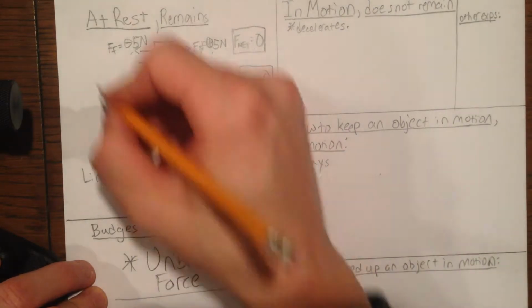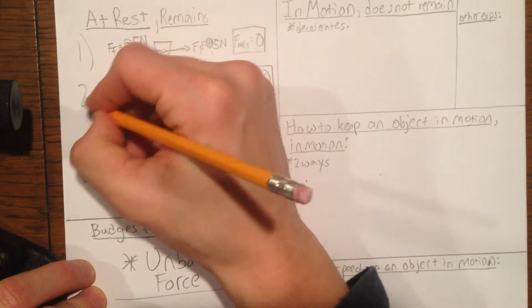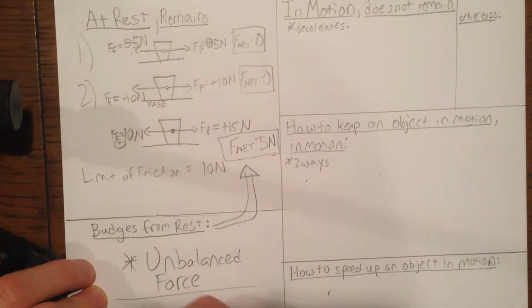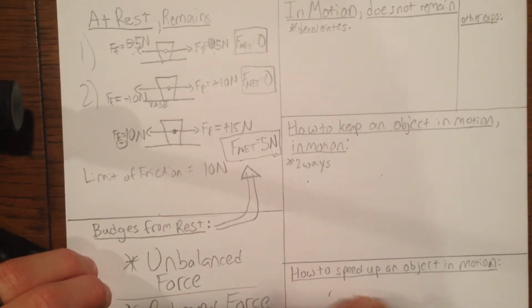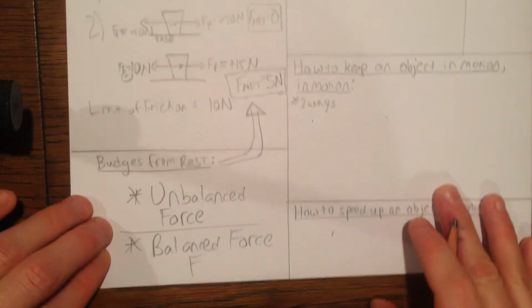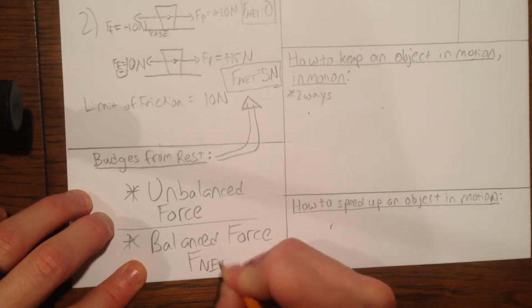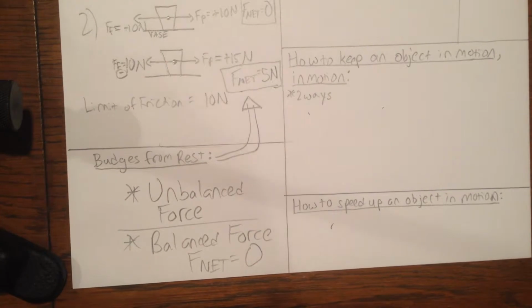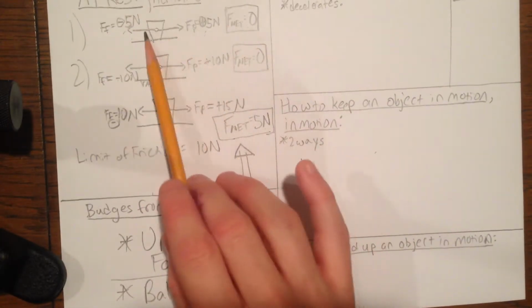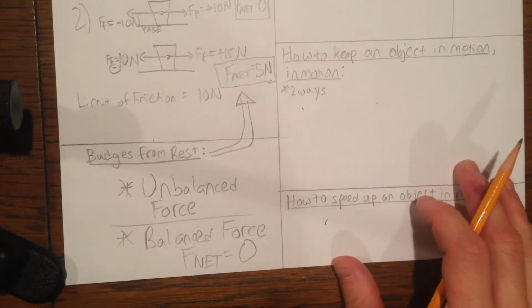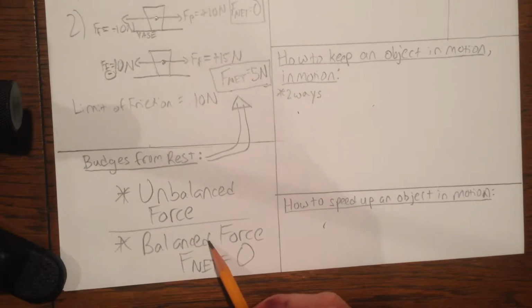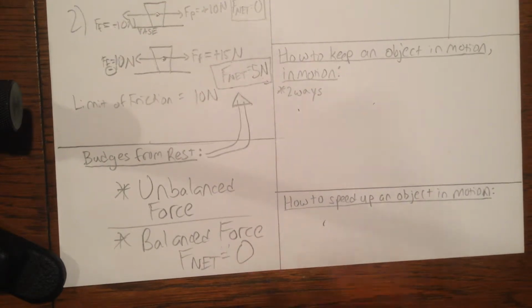But in these two cases, case 1 and 2, what you have is a balanced force. And a balanced force means, there it is right there, the net force equals 0. Like the case where we push with 5 and friction pushed back with -5, or 10 and -10. The forces canceled out and they balanced out. And our official vocab term for that is a balanced force, when they add up to 0. In the case of a balanced force, an object at rest does remain at rest.